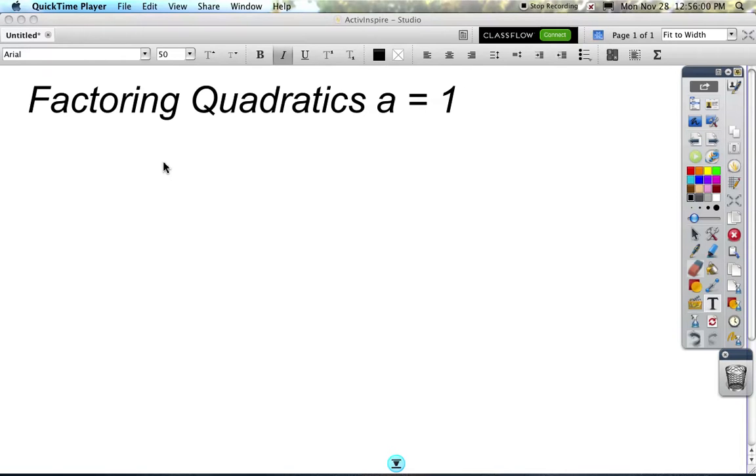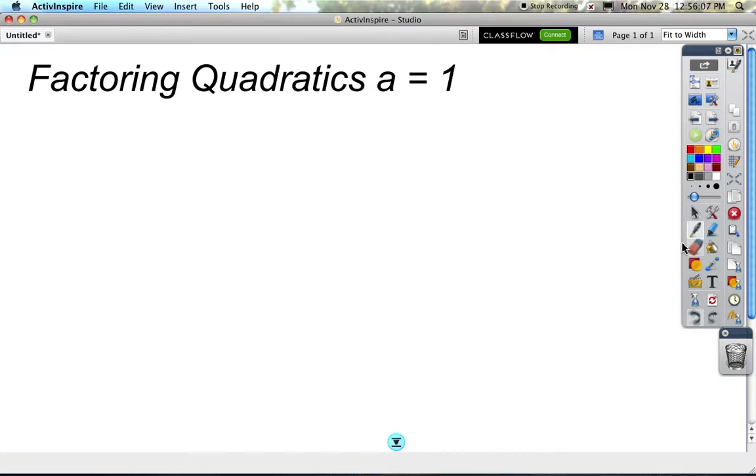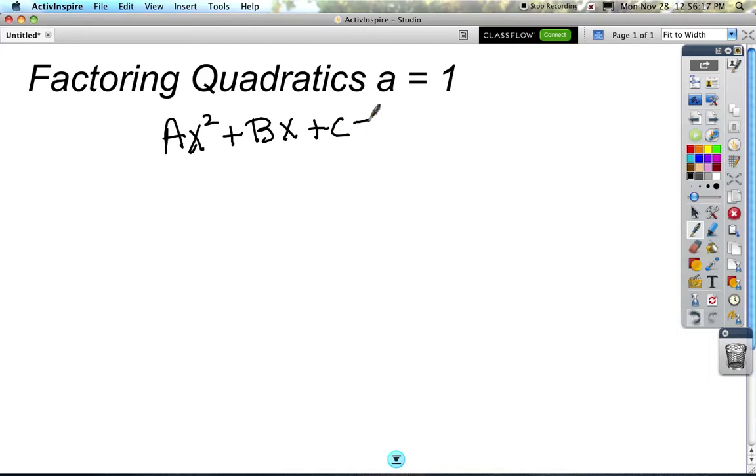Okay, your review work this week is going to be factoring quadratics with a equals 1. When I'm talking about the a that equals 1, the standard form of a quadratic is ax squared plus bx plus c equals 0. That's the standard form of a quadratic. The a in this review is always going to be 1. We've done it where it's been bigger than 1. Okay, so let me give you an example.